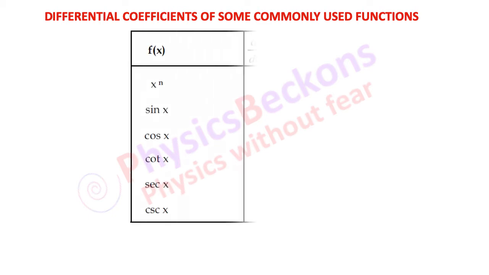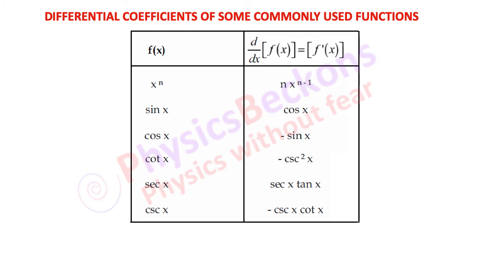Now, here are a few relations which give us differential coefficients of some commonly used functions. The first function is x to the power n, and the differential is n x to the power n minus 1. This is called a power function. Old power n multiplied by x to the power n minus 1. Power reduced by 1.